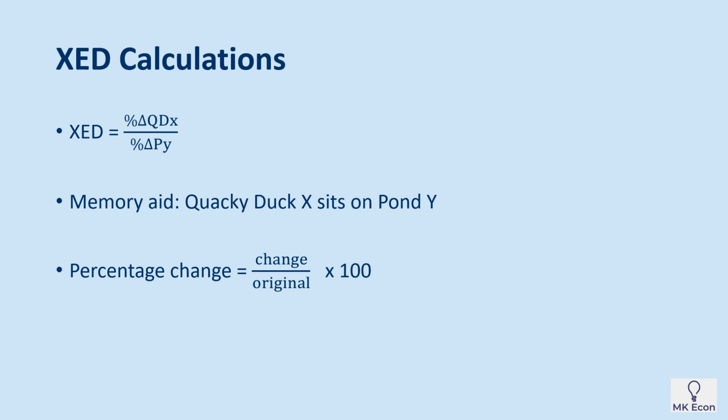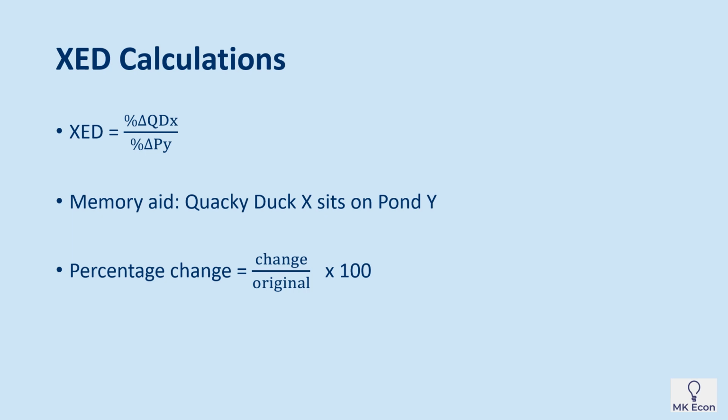Remember, when you're doing your calculations, one of the most common errors is to actually put the price data at the top of the formula and the quantity demanded at the bottom. So watch out for that. Here's the silly memory aid of Quacky Duck X sits on pond Y to try to help you remember. Do include that formula, as that's also your double check for have you definitely put them the right way around, and make sure you get into the habit of checking yourself all the time.